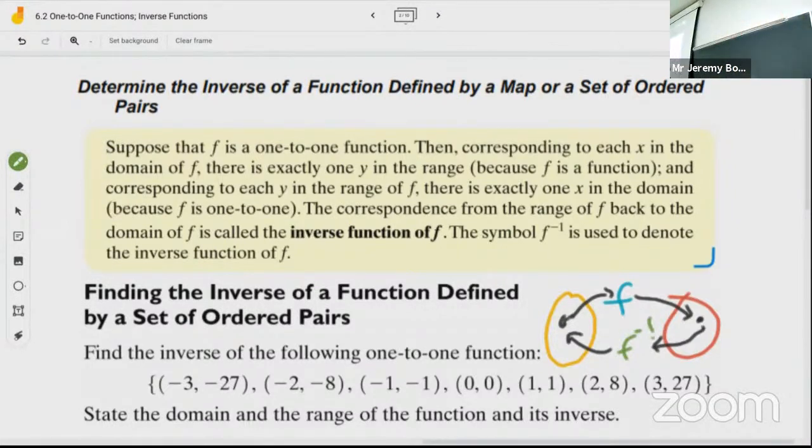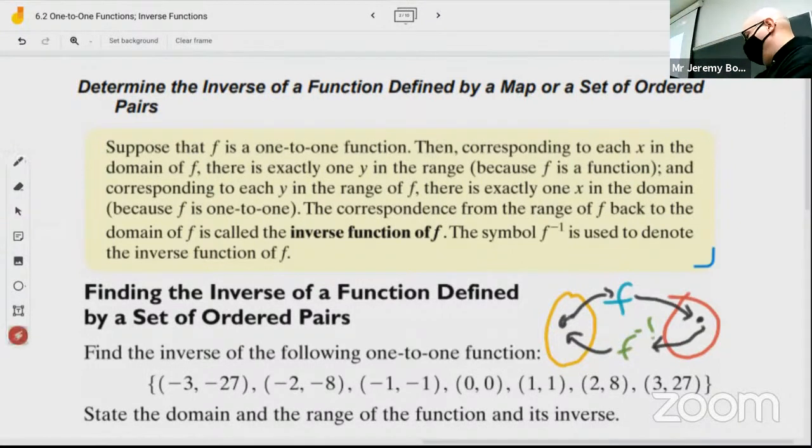The reason that we need the original function to be one-to-one is because if it's not, and we find the inverse, that inverse will be a relation, it won't be a function, because it'll have one item mapped to two different items. So that is why we want that original function to be one-to-one.